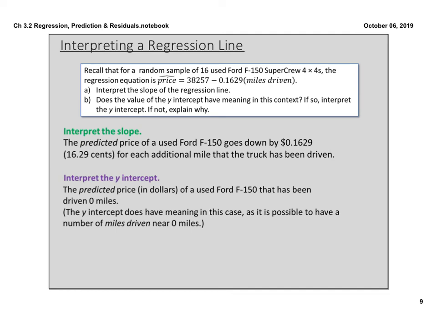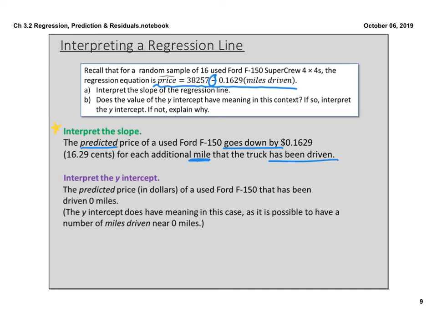So if we were going to look at the two pieces of the Ford F-150 example, here's our regression line. Price is equal to $38,257 minus 0.1629 times the miles driven. If I was going to interpret the slope, which is something you'll be asked to do, this is how you would write up your interpretation. The predicted price of a used Ford F-150 goes down, and that's because of the subtraction, by $0.1629, or in other words, 16.29 cents, for each additional mile that the truck has been driven.